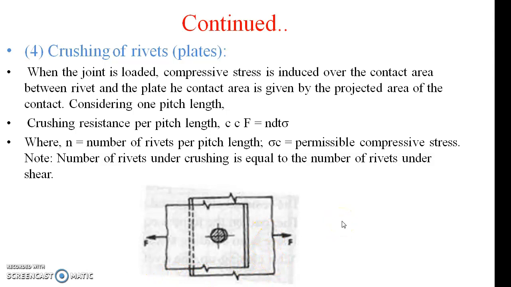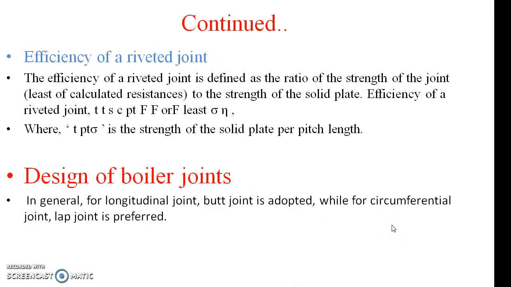Next is the efficiency of a rivet joint. The efficiency of a rivet joint is defined as the ratio of the strength of the joint to the strength of the solid plate. It is defined as the least of the tearing resistance, shearing resistance or crushing resistance, divided by the strength of the solid plate, and the strength of the solid plate is given by pitch into thickness into tensile stress.